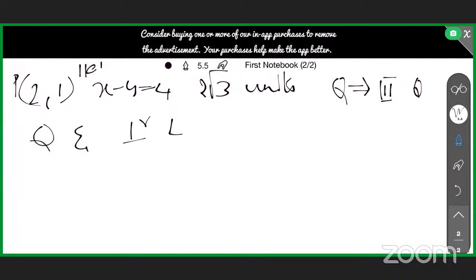If you want to get into the question once again, the point P (2, 1) is translated parallel to the line x minus y is equal to 4 by the distance 2 root 3 units. The point Q is lying in the third quadrant, and find the equation of the line passing through point Q and perpendicular to the given line. Tell me what type of question is this one? What special thing are we finding in this question?